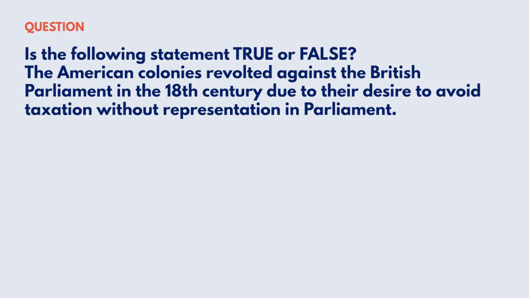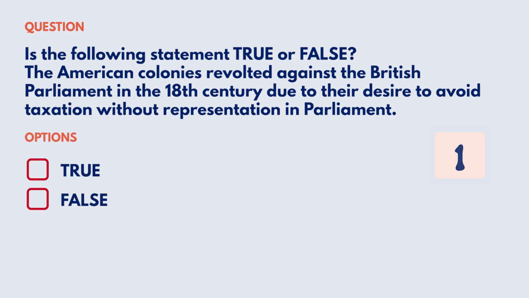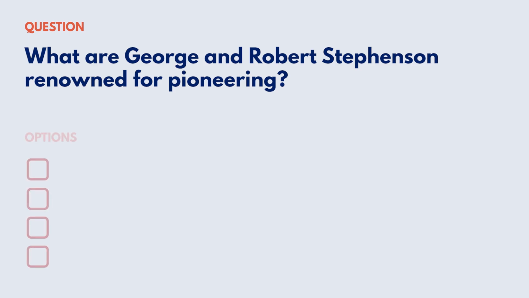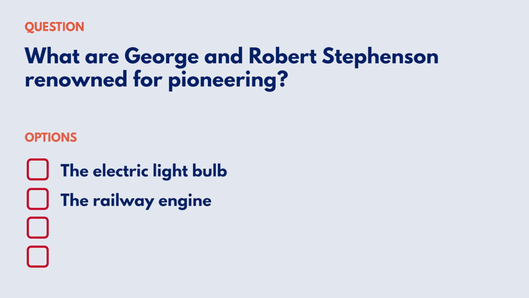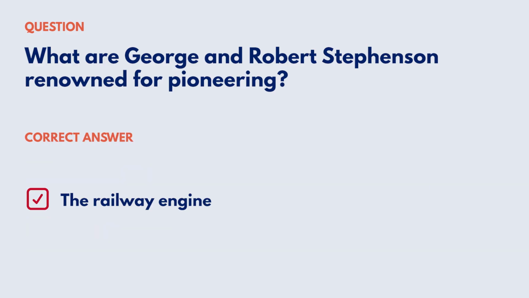Is the following statement true or false? The American colonies revolted against the British Parliament in the 18th century due to their desire to avoid taxation without representation in Parliament. True. False. Correct answer, true. What are George and Robert Stephenson renowned for pioneering? The electric light bulb, the railway engine, the telephone, the aeroplane. Correct answer, the railway engine.